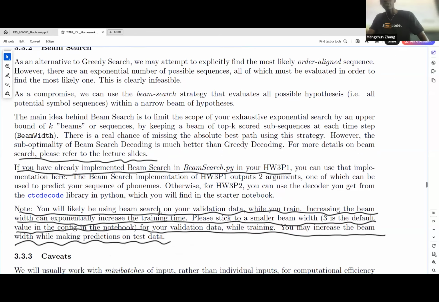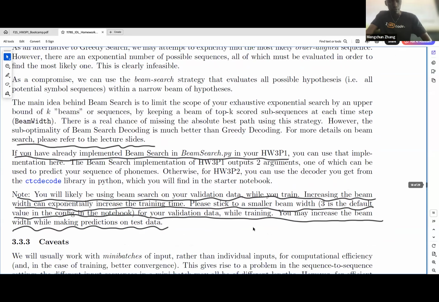The note we are telling you here is that the beam that we have given you is 3. We don't want you to be looking at a lot of beams from the previous probabilities. A lower beam is best: 3 or 4 or 5.